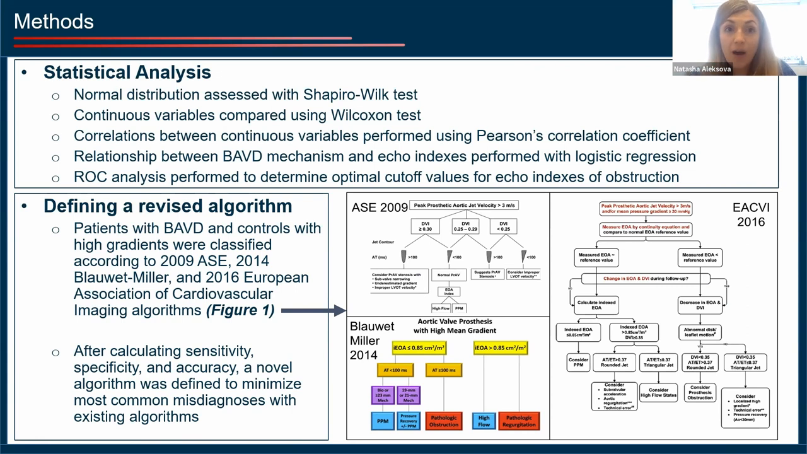Before a revised algorithm was defined, patients with BAVD and controls with high gradients were classified according to three established algorithms. And you see these images here, the ASE 2009 algorithm at the bottom, a paper published by the Mayo Group from Blauwet and Miller in 2014, using some of the similar parameters, including effective orifice area and acceleration time, et cetera. And the more comprehensive 2016 European Association of Cardiovascular Imaging algorithm was also assessed.